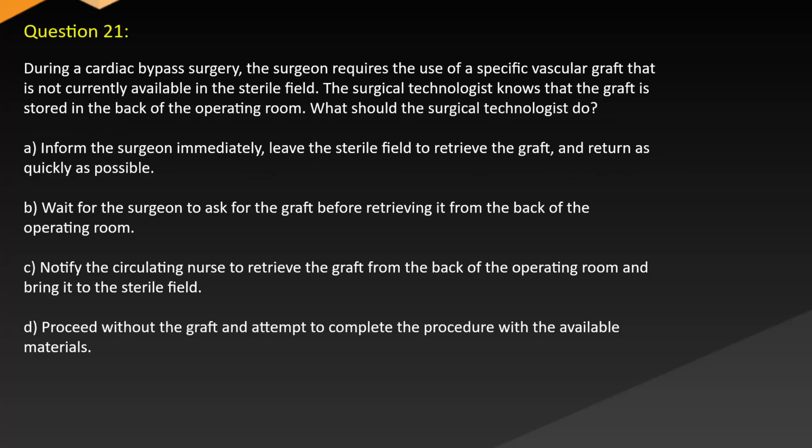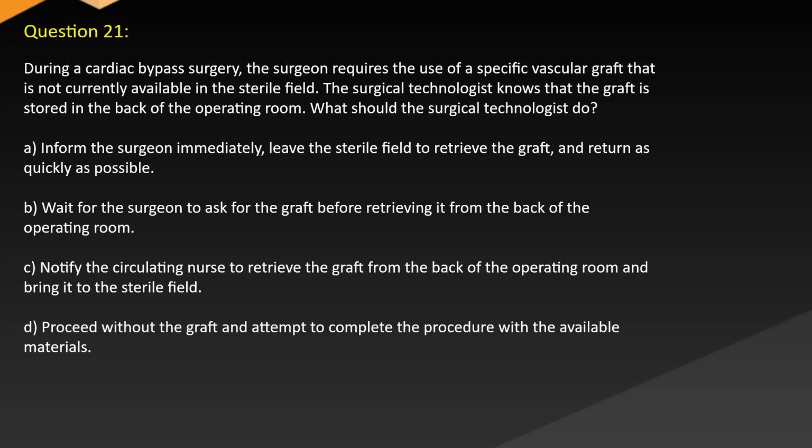Question 21. During a cardiac bypass surgery, the surgeon requires the use of a specific vascular graft that is not currently available in the sterile field. The surgical technologist knows that the graft is stored in the back of the operating room. What should the surgical technologist do?